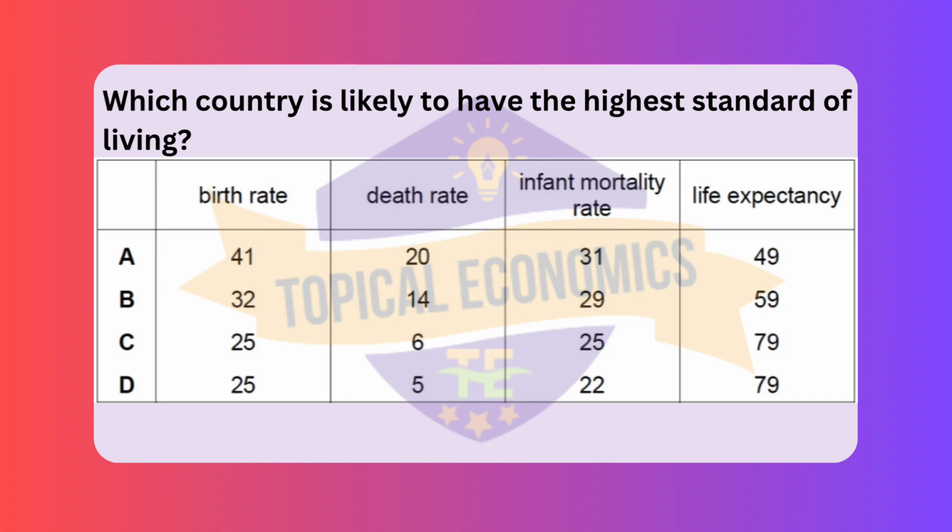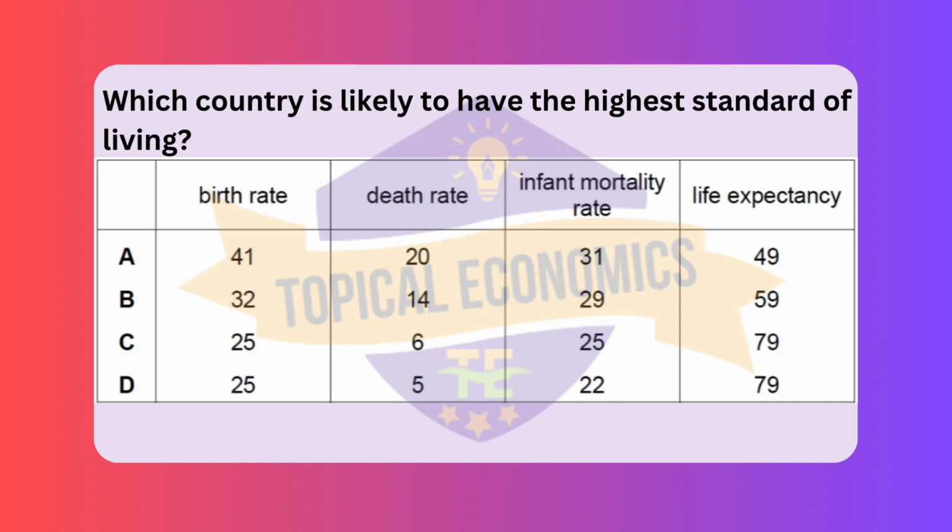Which country is likely to have the highest standard of living? This question is from year 2021, February-March version 2. The correct answer for this question is option D. To assess the standard of living in a country, we typically consider indicators such as life expectancy, birth rate, death rate, and infant mortality rate. These factors provide insight into the health and general well-being of a population.